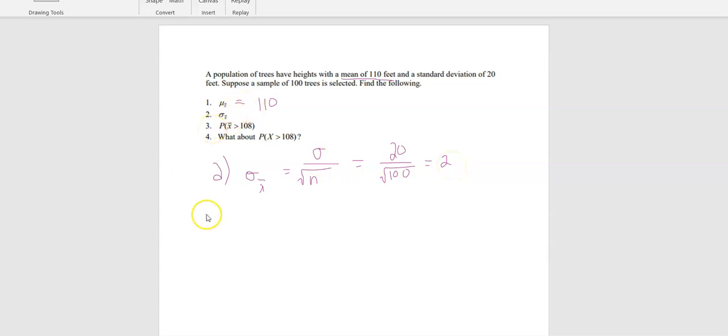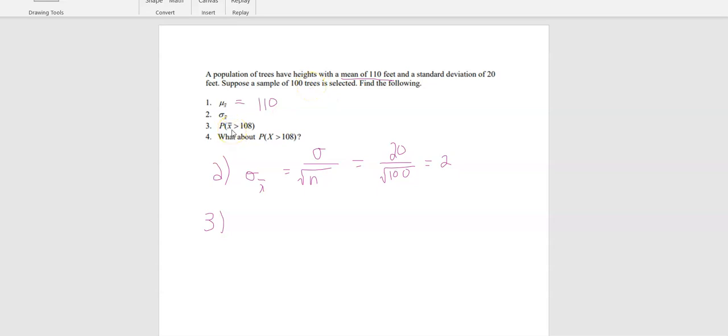Let's go to number 3. Now, let's notice the very important difference between this one and this one. This one is X bar. It's the mean. It implies that there's a sample. We can't get the mean unless there are multiple data points. So this one uses the sample. This one is just X, a single value. All right, so for X bar, we have 100 trees.